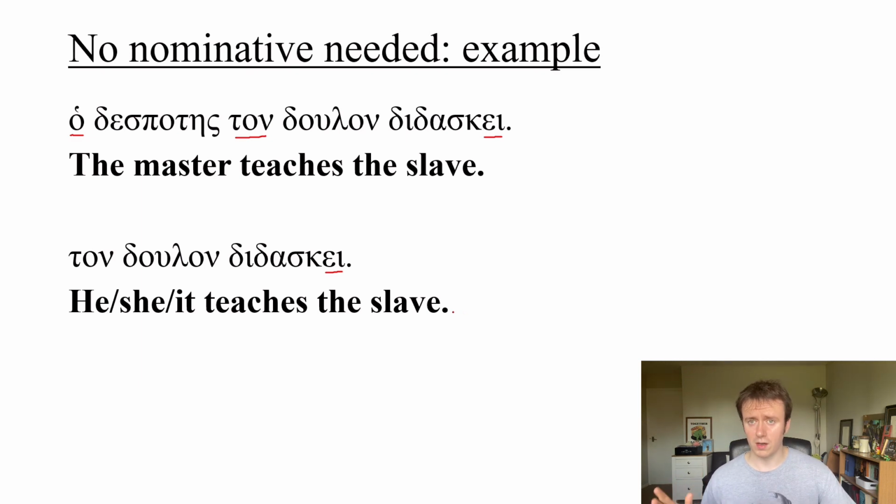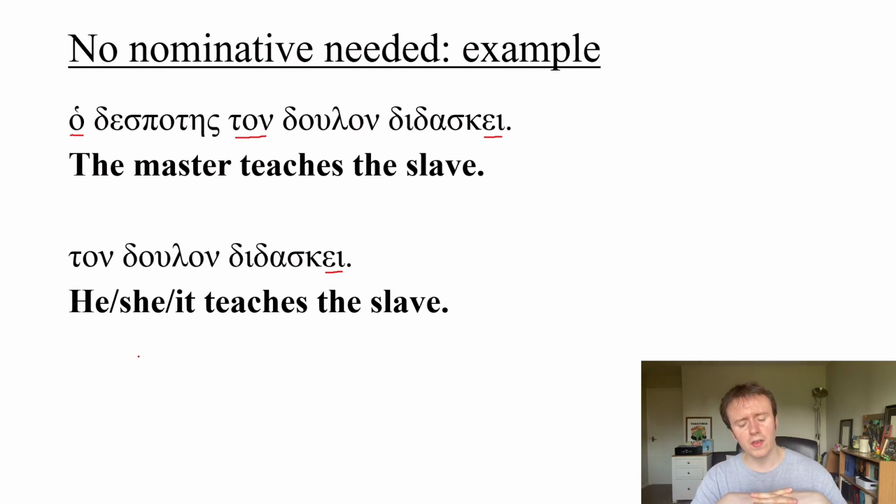However, I should note here that it would also be acceptable, if you were given this sentence in isolation in a class, for example, to translate the sentence just as he teaches the slave or she teaches the slave. If you just gave that as the answer, I think most teachers would mark it as correct because it's one of the possibilities. So unless your teacher specifically asks for you to recognise all three possibilities, he, she, or it, most teachers and mark schemes even would be okay with you just saying he teaches the slave or she teaches the slave if you got this sentence in isolation.